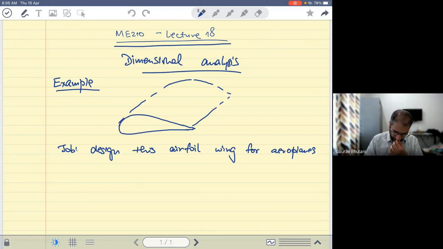this airfoil. Airfoil is this shape that we have. So we will want to design some sort of a shape which is the best one for us for the aeroplane wing. Now, in this case, it is not possible to solve the Navier-Stokes equations analytically.